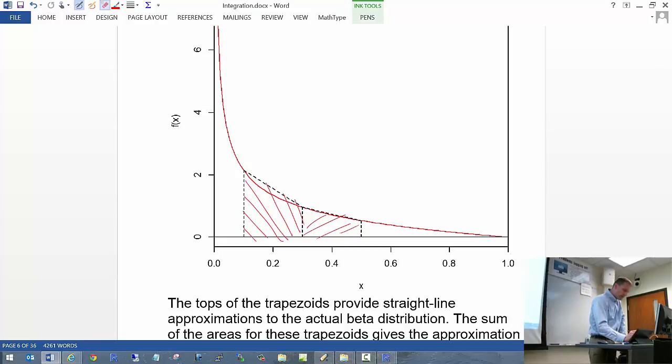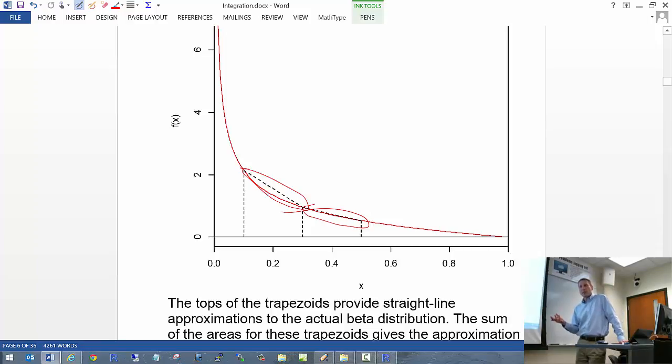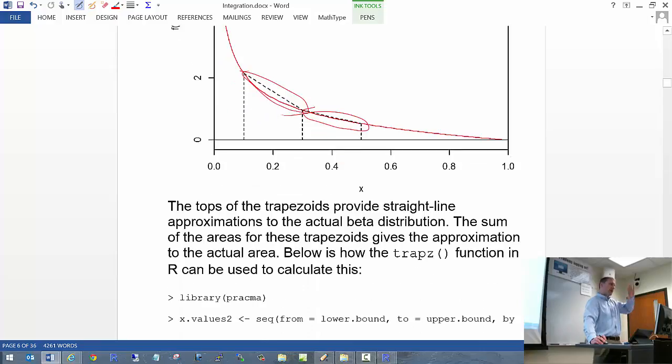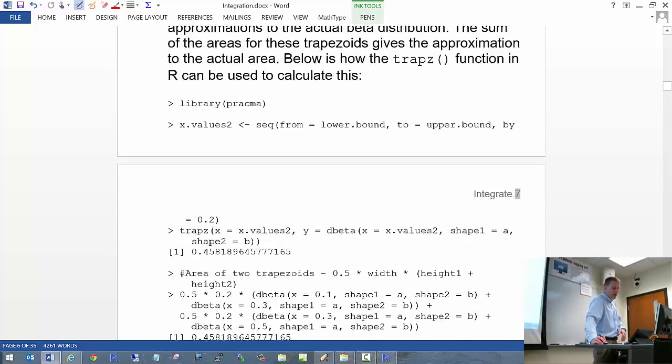Notice, though, that essentially what we're doing is using a straight line approximation to a curve. And so as you might expect, that straight line approximation is not going to be as accurate as if you were to use some other kind of approximation, maybe something that's more flexible. And in fact, that's what quadrature does. But let's just take a look at this to help motivate the ideas behind quadrature.